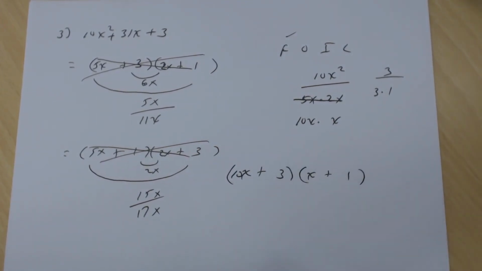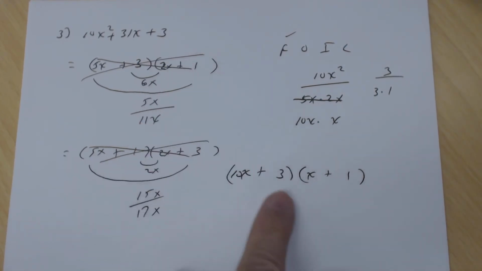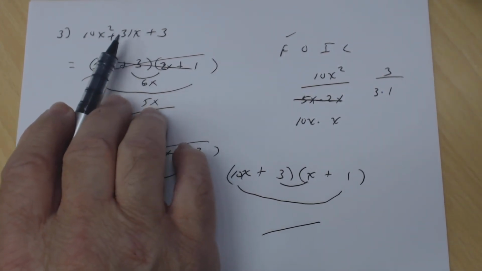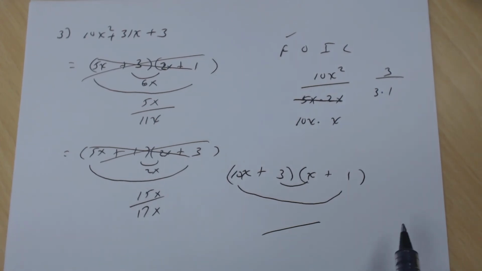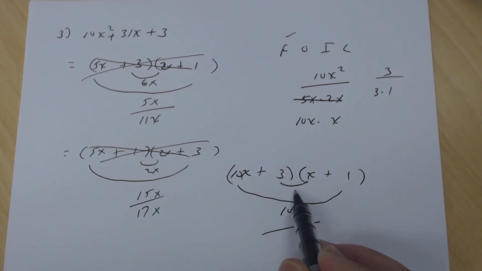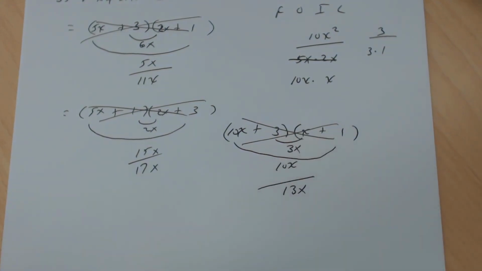Again, both plus, because a positive times a positive is a positive. When I do the outer and the inner, the outer is going to be positive, the inner is going to be positive, so I'll get a positive. But I've got to make sure that when I add them up, I get this positive 31x. The outer is a positive 10x, the inner is a positive 3x. Add them up, I get 13x. That did not work. So let's switch the 3 and the 1 this time.